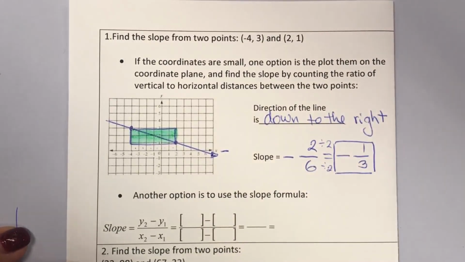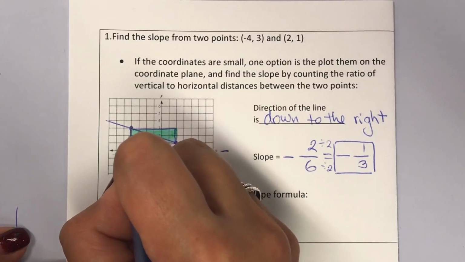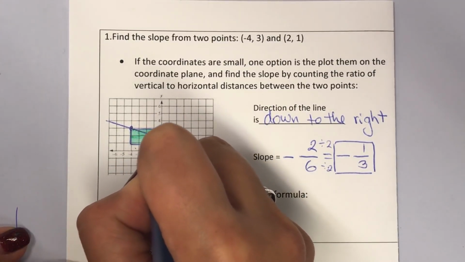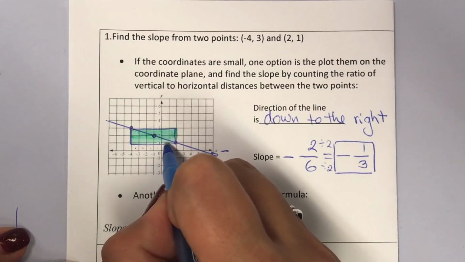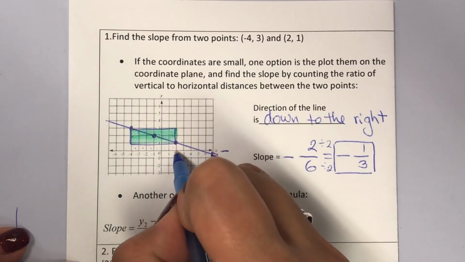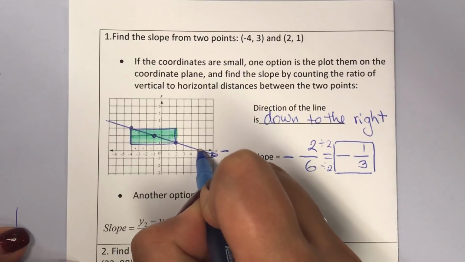Let's check if that works throughout the line. From point to point, down 1, 1, 2, 3 across, you're on the line. Down 1, 1, 2, 3 across, you're on the line.